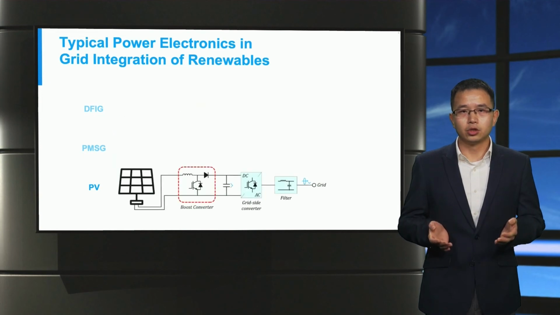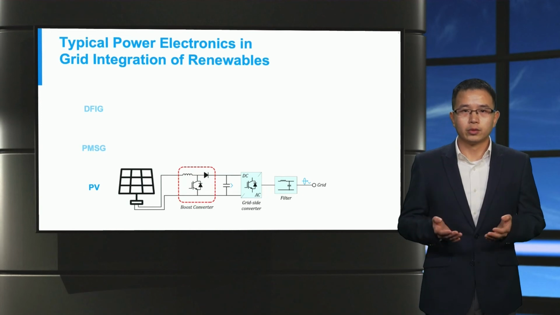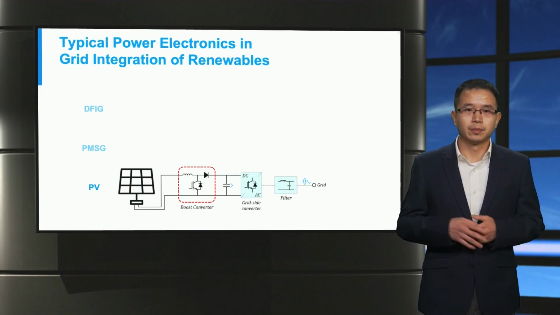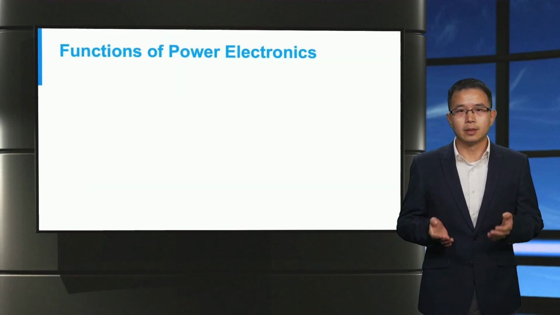PV panels usually have a voltage much lower than the grid, so a step-up DC-DC converter, also named boost, is applied, first to create a relatively high DC voltage, then a DC-AC converter follows to create an AC voltage for grid connection. Power conversion between AC and DC is the basic function of power electronics.